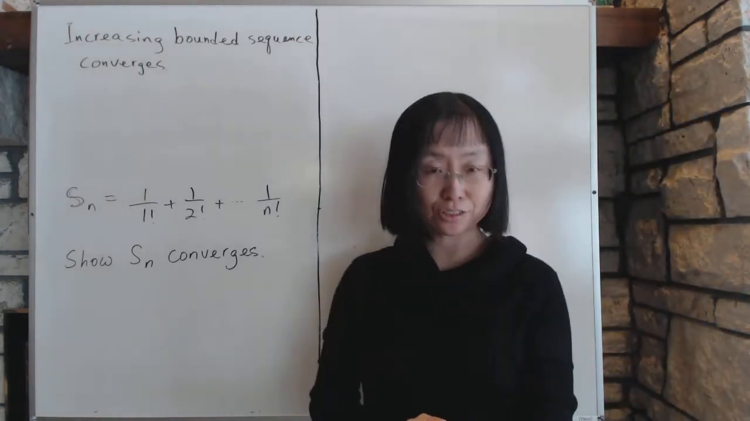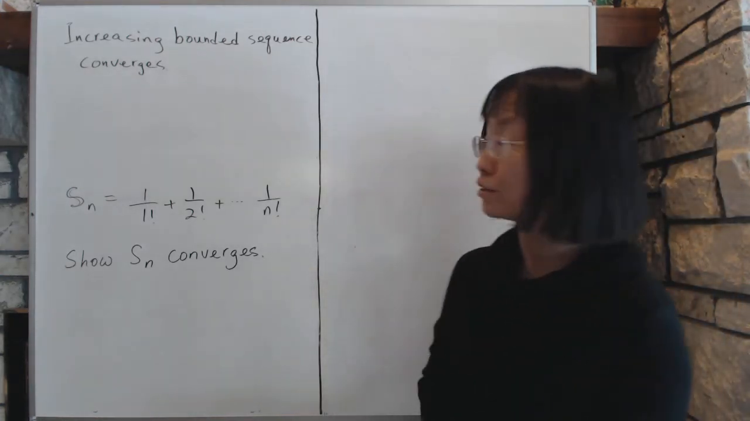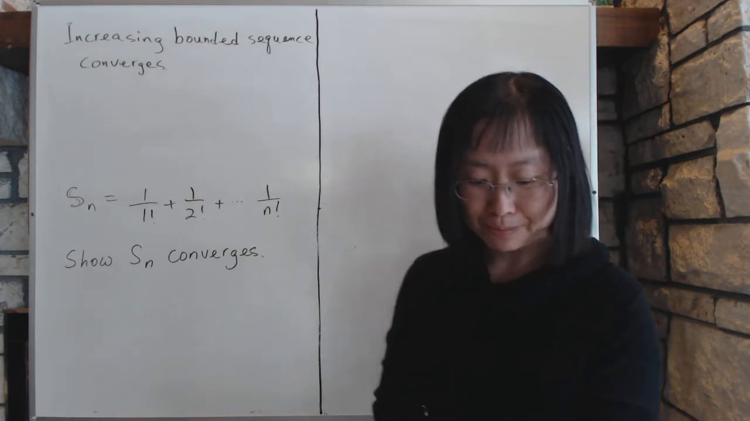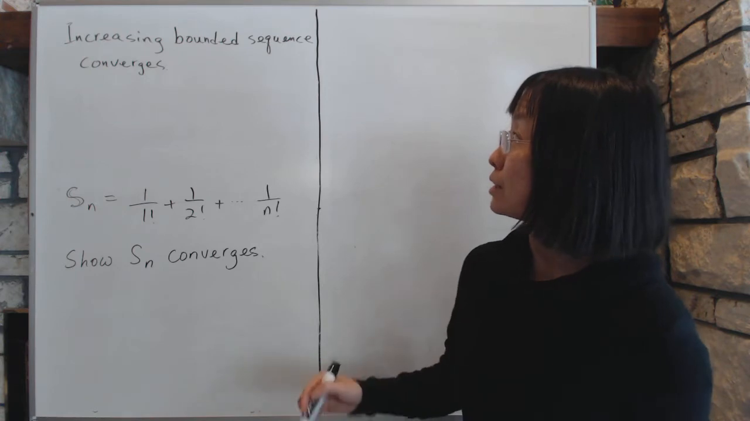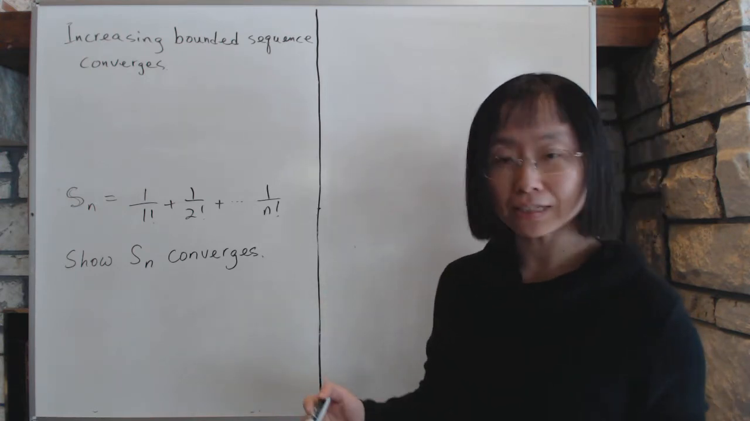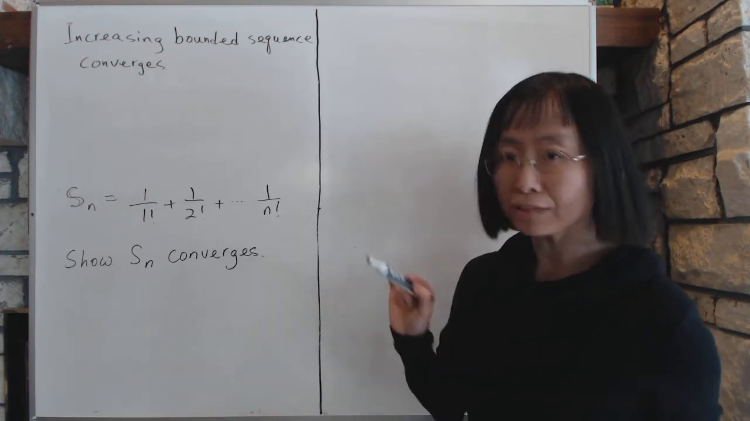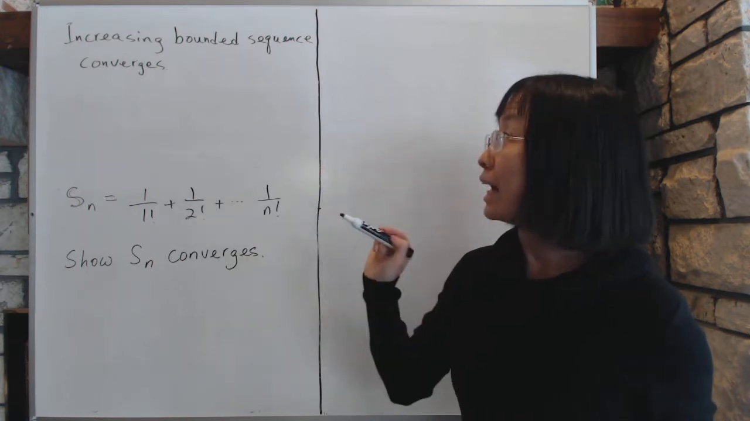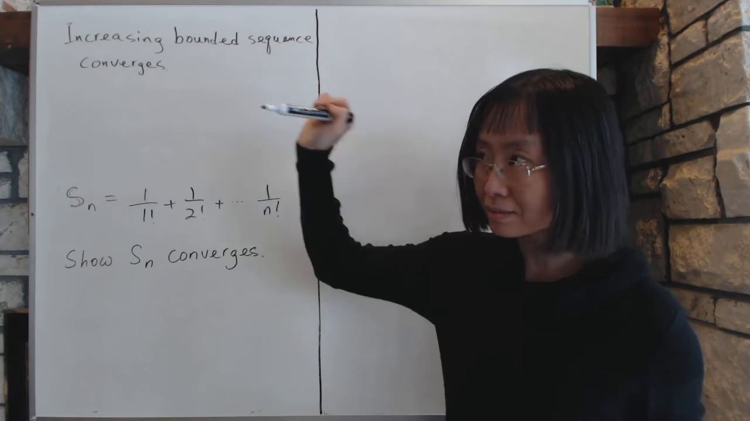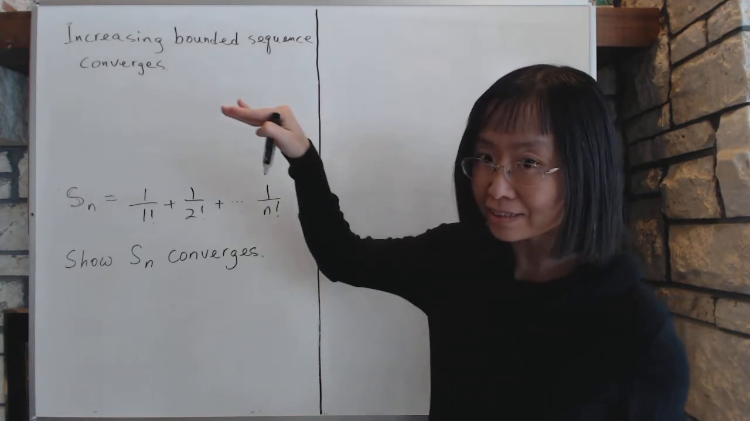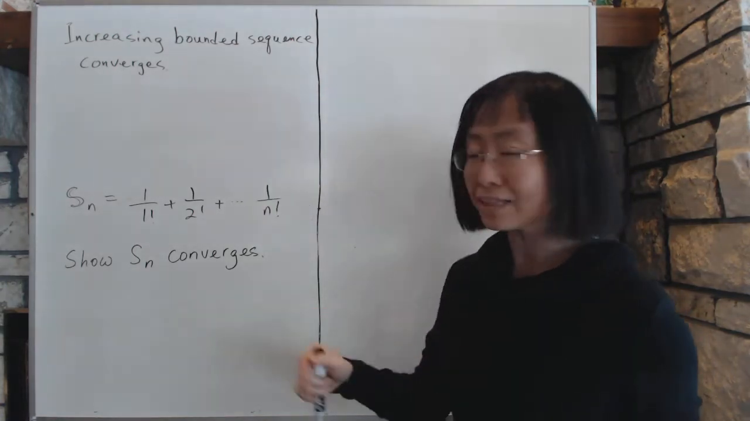Section 1.62, the limits of sequences. We're going to do more examples. But before the example, we are going to mention a theorem, the increasing bounded sequence theorem, which says if a sequence is increasing, so it's crawling up, and yet it's bounded from above, so it can't go too high, then that sequence has to converge.